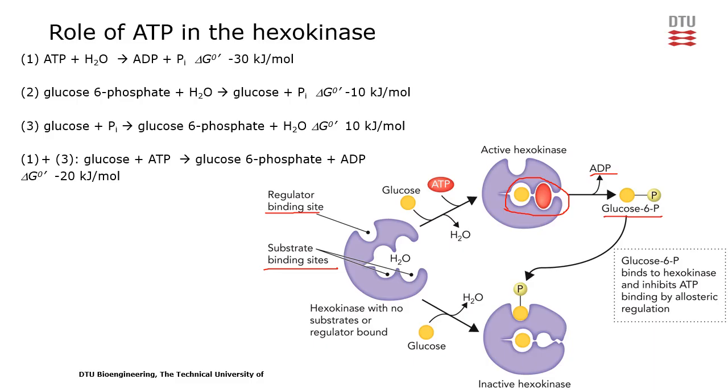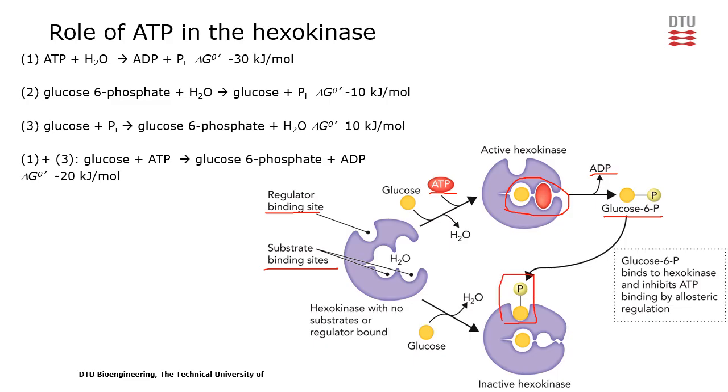Now, if we have a lot of ATP in the cells, then we also get a lot of glucose 6-phosphate. Glucose 6-phosphate then has a feedback regulation on the hexokinase, and that you see down here on the right part of the slide. You can see there is this site where we can bind glucose 6-phosphate.